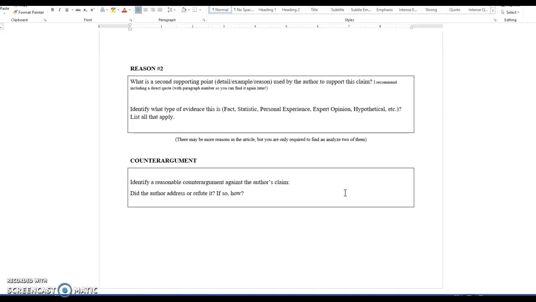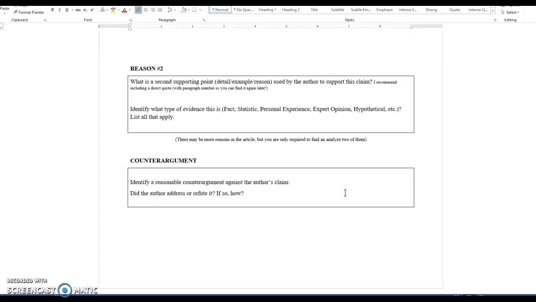And then the last part of the worksheet is asking you to identify a counterargument. So I'm asking you to think about the claim that the author is making, and then try to think about what would an opponent say. If somebody disagreed with the authors, what would their counterargument be? If this were a debate, what would the other side of the debate be arguing? So it's not something that you're going to find in the article. I just want you to think about it.